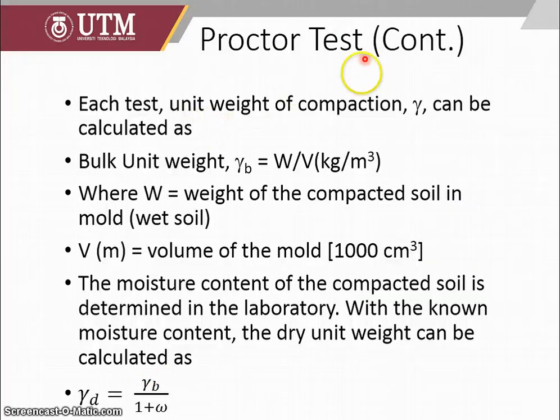Okay, so once we get the test results, we have to analyze. During the testing, we managed to take the weight of the wet soil sample, the weight of the compacted soil in the mold. So this is the wet soil sample. And divide by the volume, 1000 centimeter cube, so we get the bulk unit weight. And from the results of moisture content, we can get the dry density.